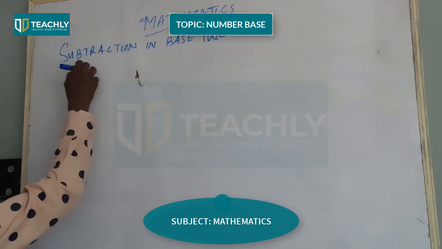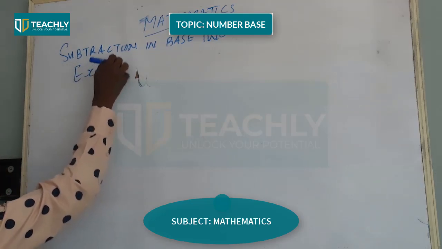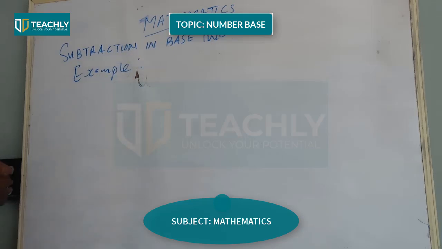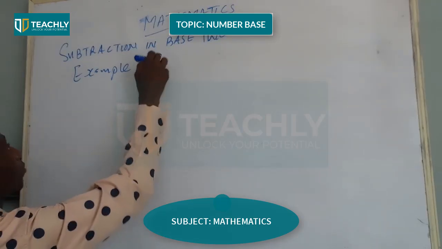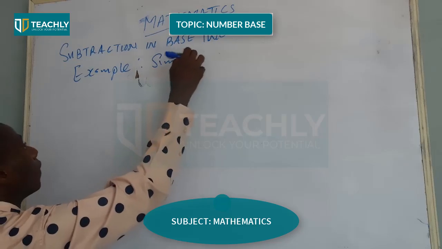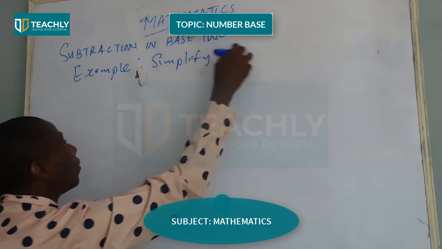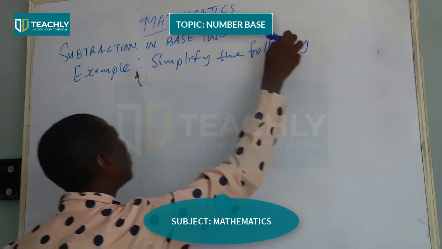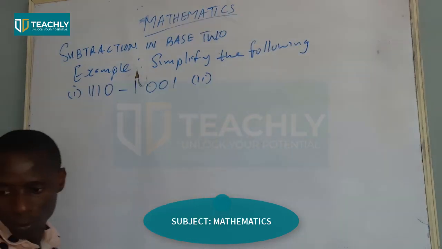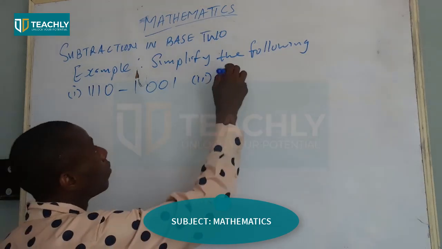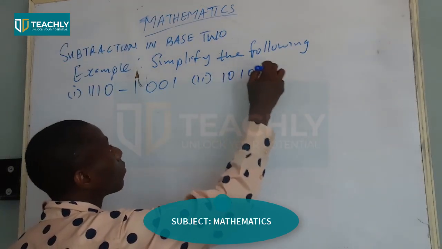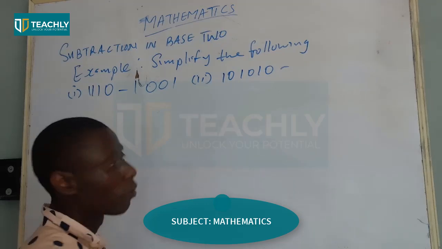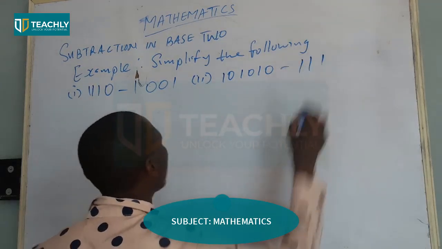When you look at a sample of subtraction in base 2. Simplify the following: 1 0 1 0 1 0 minus 1 1 1.